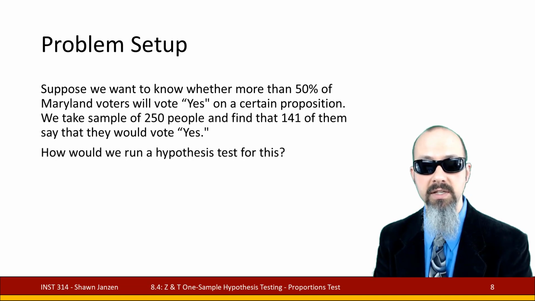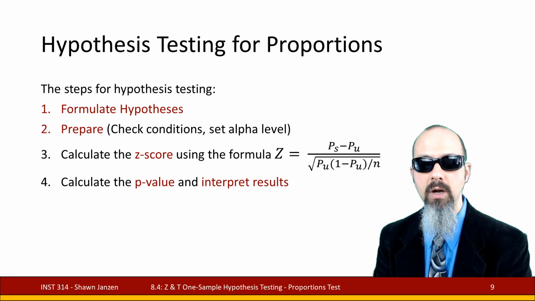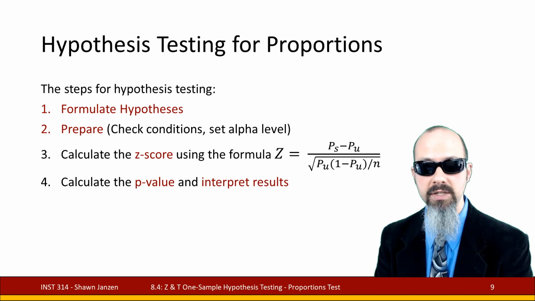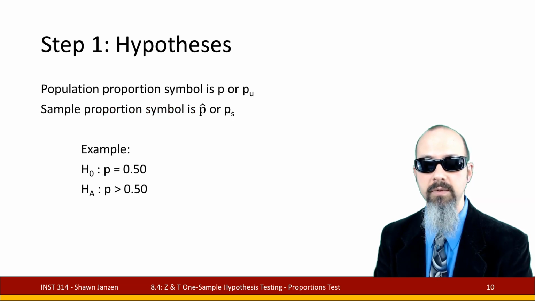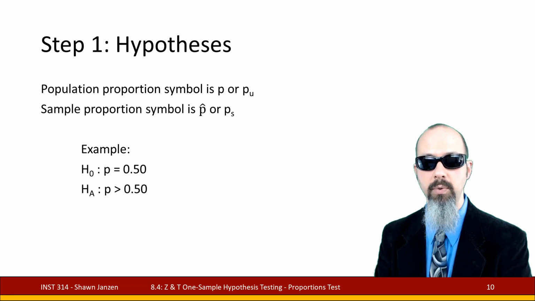So let's go ahead and put this into a hypothesis test. We're going to run it through our procedures here: formulate our hypotheses, do our preparation, check the z-score using the formula for the proportions, find the p-value, and interpret the results. So the steps for hypotheses here, we're going to say that there's a population proportion equal to 0.5, and that's our null, and our alternative says that there's going to be more than 0.5 for what we're working against here.